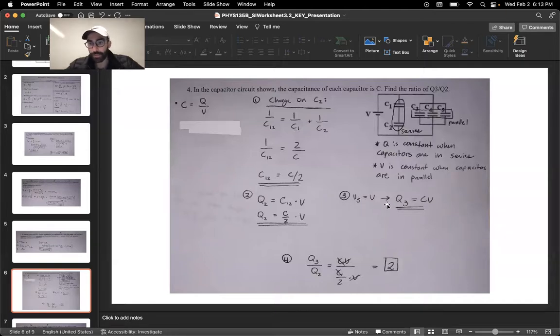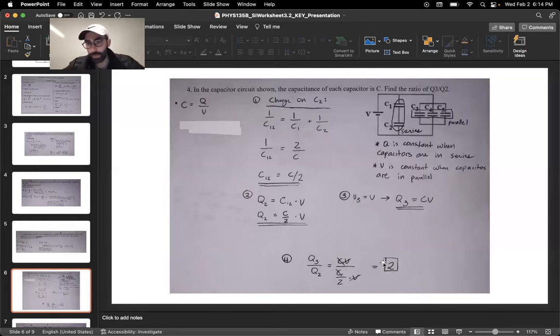So all we need to do is just identify that one little guy. V3 equals V, we know that. Q3 equals C times V. So now we have a value for Q2, we have one for Q3. So we're just doing Q3 over Q2, we plug them in, and we have some nice cancellation that comes out, and we end up with 1/2 in the denominator, so we know to flip that, and it ends up coming out as the integer 2.